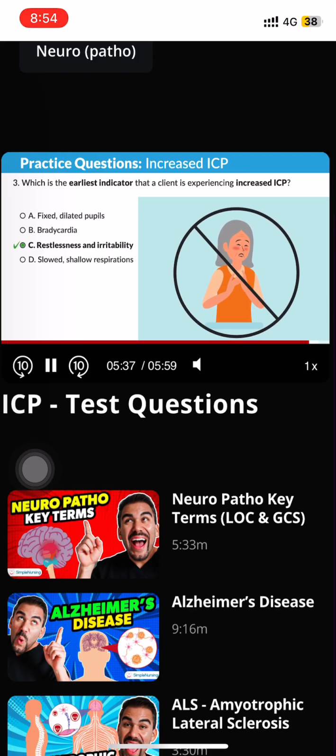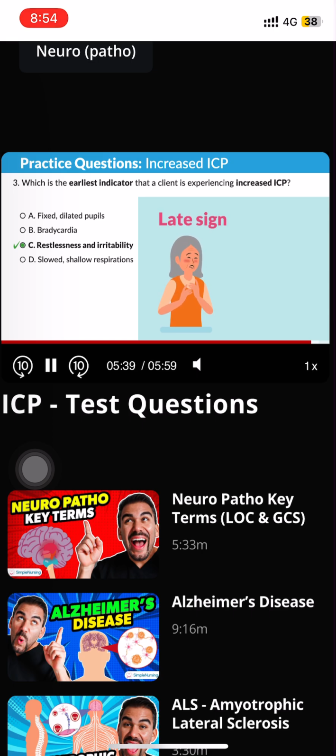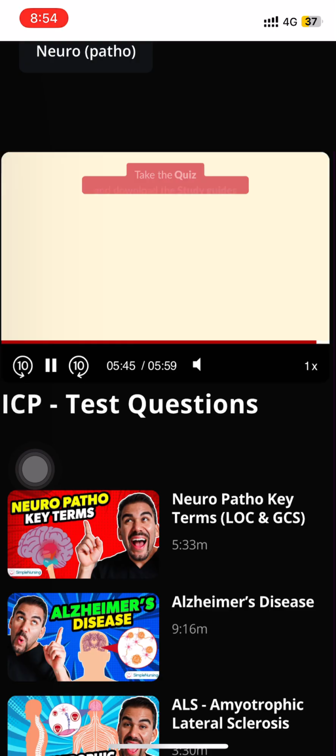Now lastly, option D, slowed and shallow respirations. No, this is incorrect because, once again, it's a late sign as the brainstem is being crushed, which controls the respiratory rate. All right, that wraps it up.